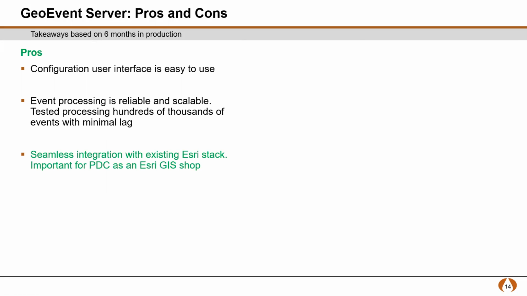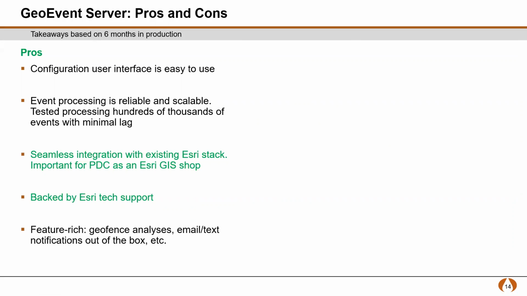That was great. And this one's important for us, GeoEvent and the stream services. It's really a seamless integration with the rest of our ArcGIS server and ESRI stack. So that was very important for us. We can manage the stream services the same way we do our map and feature services. Also a big one is it's backed by ESRI tech support, which has been great helping us with our implementation, super helpful, great benefit. And GeoEvent is very feature rich. We're only using some of the features right now, but there's a lot of other stuff you can do around geofencing, email notifications, all out of the box, lots of great stuff.